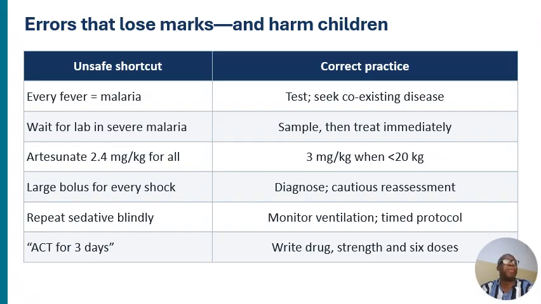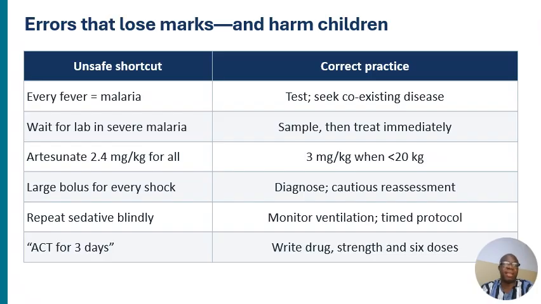Do not use 2.4 milligram per kg of artesunate for every child. Those under 20 kilogram require 3 milligram per kilogram. Do not give a large fluid bolus automatically for every child with shock. Diagnose the likely cause and reassess after cautious treatment. Do not repeat sedative blindly. Monitor ventilation and follow a timed seizure protocol.